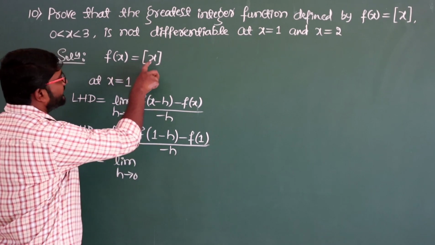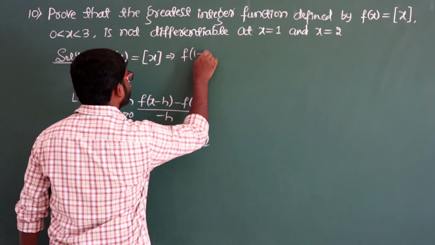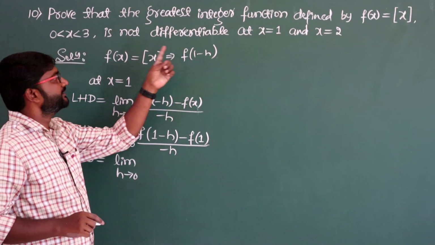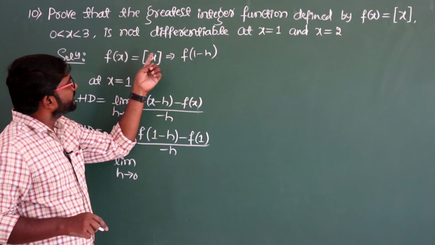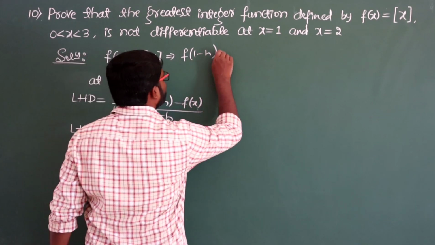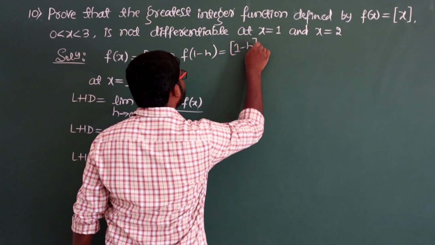f of x means the greatest integer of x. This implies f of 1 minus h. So let us compare f of x and f of 1 minus h. In place of x we have 1 minus h. Similarly, on the right hand side we have to replace x by 1 minus h. So we get the greatest integer of 1 minus h.